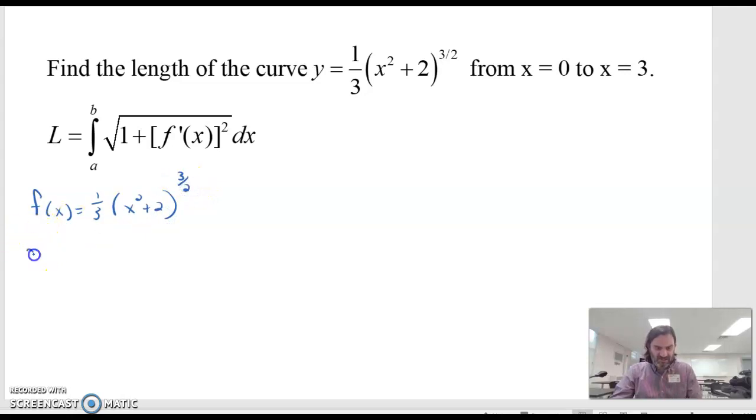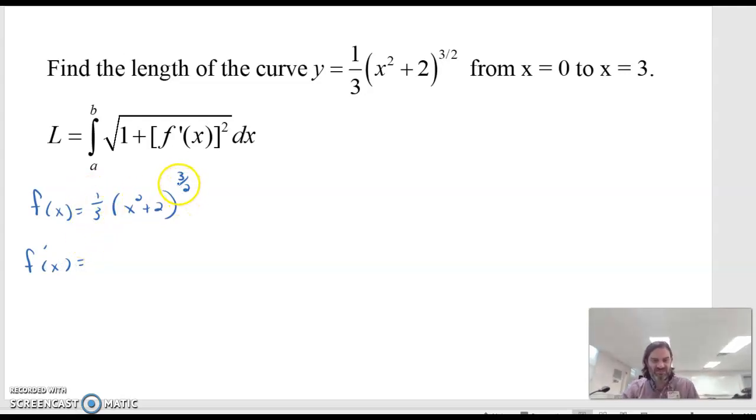So what we need to do is find the derivative of that. Okay, and that's going to be a power rule and a chain rule. So the 1/3 is there, and the 3/2 comes out front, so that gives me 1/2 out front, and that goes down to a power of 1/2, and that's x squared plus 2. And then it'll be times the derivative of x squared plus 2, which will be 2x. So when we multiply it out and clean it up, the 2 and the 1/2 will cancel, so we'll have x times (x squared plus 2) to the 1/2.